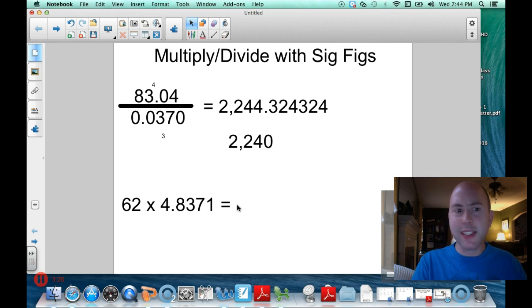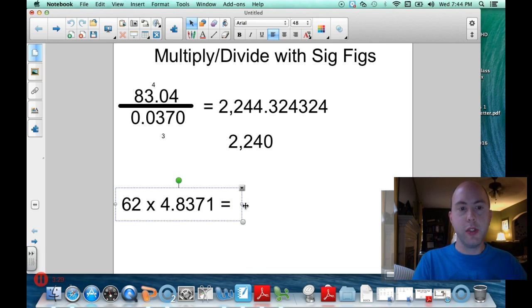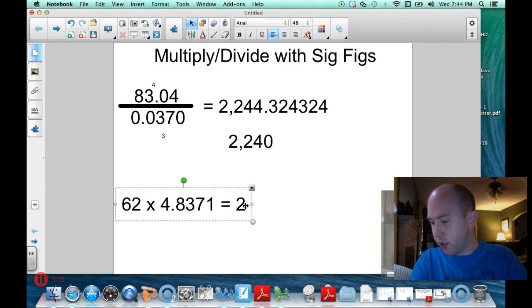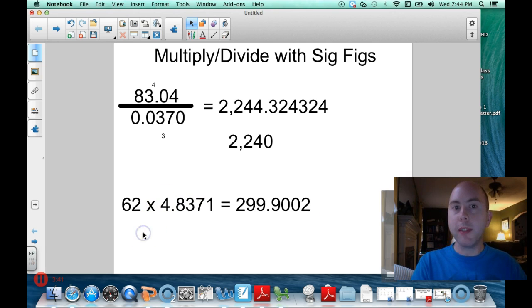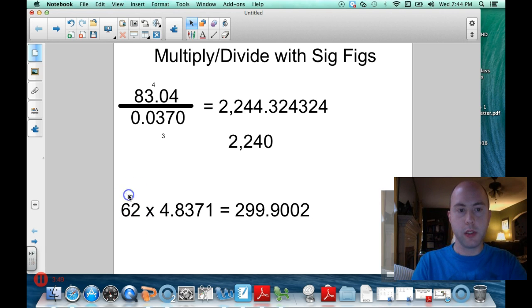We're going to do pretty much the exact same thing for this one. 62 times 4.8371. If I do that, I get 299.9002. Okay? How many sig figs are in each number? Well, 62 has 2, so there's 2 sig figs in this number. This one has 1, 2, 3, 4, 5. So that one has 5. Clearly, 2 is smaller, so start here. 1, 2. So, right here's where I'm going to round. Look at the number next to it. It's a 9. That tells me to round up.